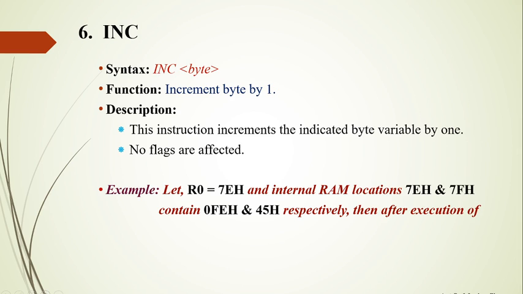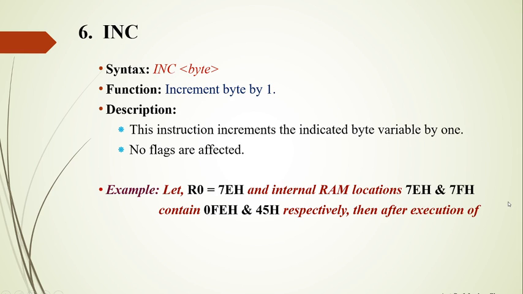Let R0 contain the value 7EH, and internal RAM locations 7EH and 7FH contain the values 0FEH and 45H respectively. So remember here, we are using this R0 as a pointer. This R0 contains the value 7EH. That means it is pointing to the internal RAM location 7EH, whose content is 0FEH, and the memory location 7FH, whose content is 45H.